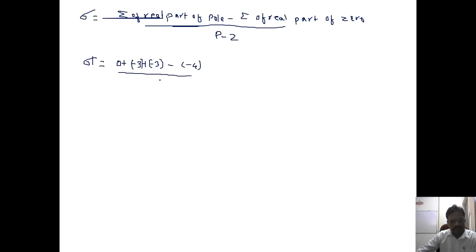Divided by p minus z, that is 3 minus 1, that is 2. So here you will get minus 3 minus 3 minus 6, minus 6 plus 4, so minus 2. Minus 2 by 2 is minus 1. Yes, so we got the centroid as minus 1.